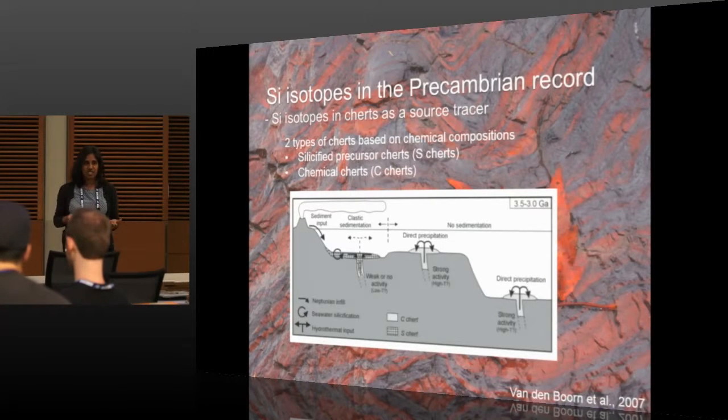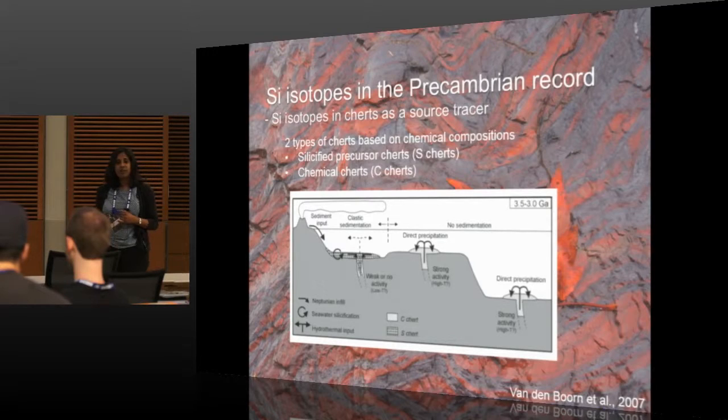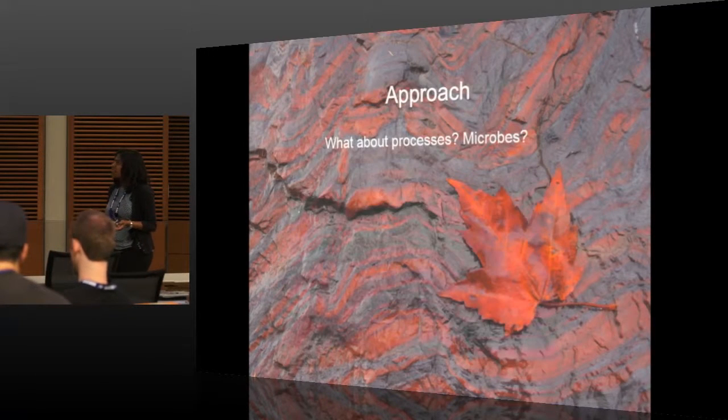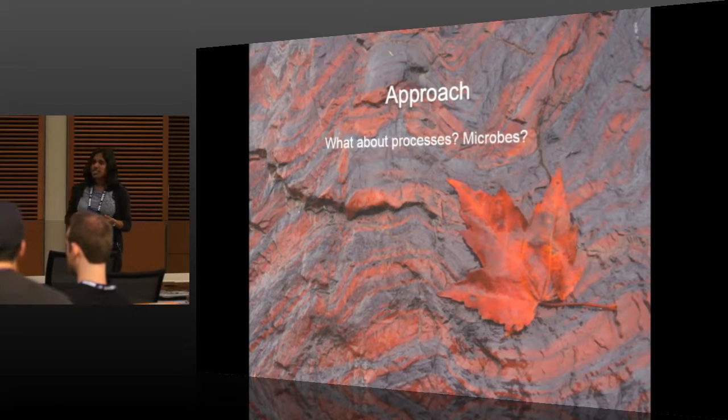One is the S cherts, and the other is the C cherts. The S cherts is said to be from silica-saturated seawater that has been continuously responsible for silicification. And the second one is chemical cherts, which represents a mixing gradient between the hydrothermal inputs and seawater. We've seen that silica isotopes are affected or controlled by temperature and sources. But what about the processes that affect them?